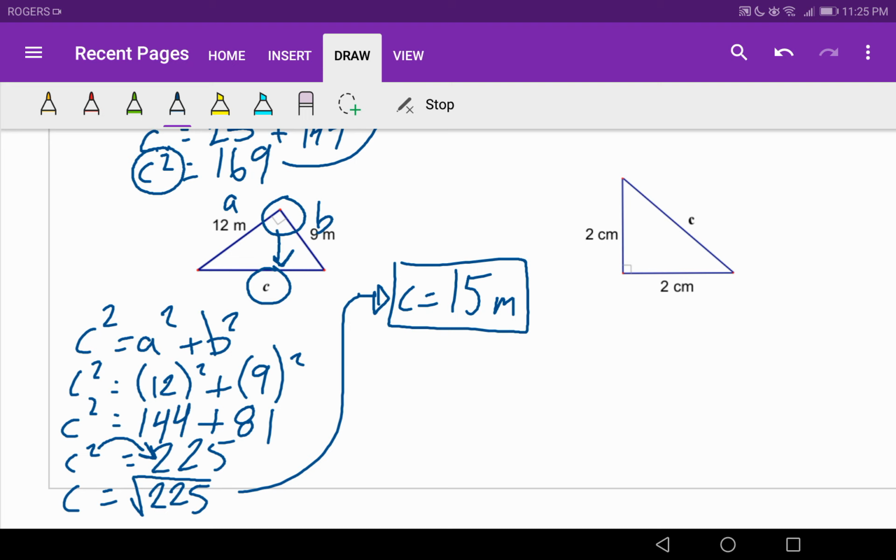Okay, so let's recap. My longest side, C, is what I was solving for. My A goes here, my B goes here, but remember A and B are interchangeable. Plug your numbers in, follow BEDMAS, do your exponents first before adding. All right, and then in the very last step, make sure you square root that number.